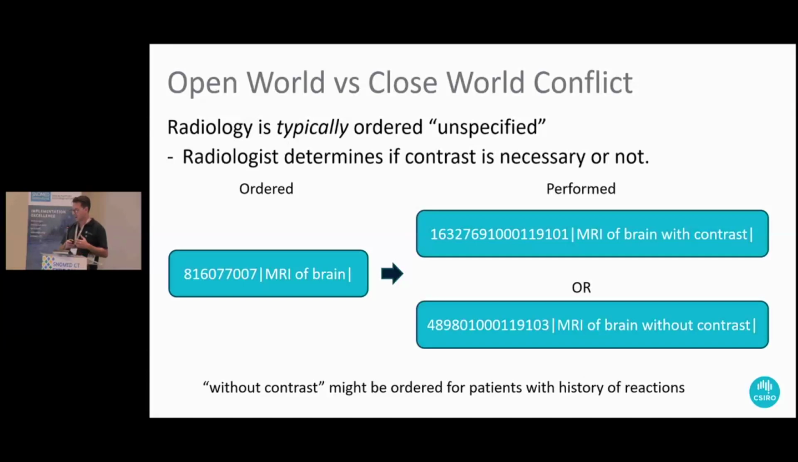Radiology is typically ordered unspecified. They'll say just MRI of the brain, and that's how it's requested, and it's up to the radiologist to make a decision of whether with or without contrast is applicable. There could be contexts where you might want to explicitly order without contrast if there's maybe a past history of sensitivities, but you could argue that if it's that clinical safety concern, it should be in its own dedicated element to say that they've had a history of reactions to contrast media.